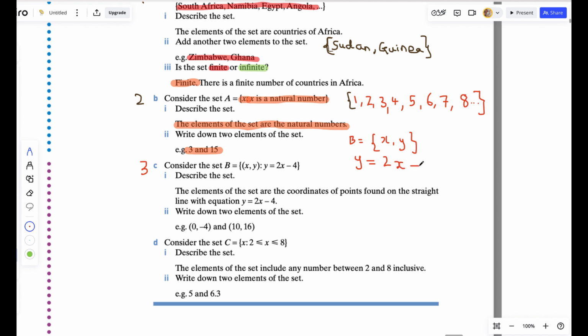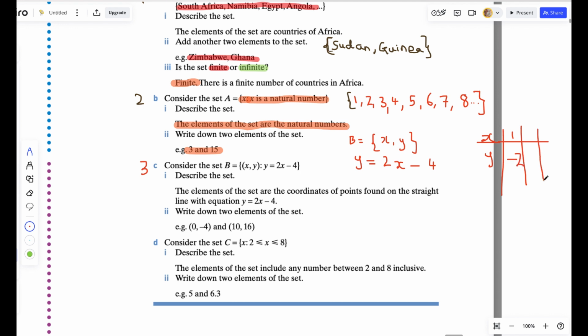You can find the values of y once you choose the values of x. Let's say we're choosing the value of x from 1, 2, 3, 4, 5, 6, 7, 8. You just choose. Here is x and here is y, so we can get their corresponding values. If I choose the first x to be 1, what would be the first number for y? 1 times 2, 2 minus 4, negative 2. So my first y will be negative 2.